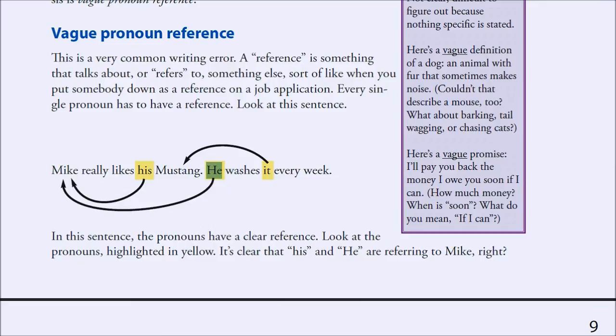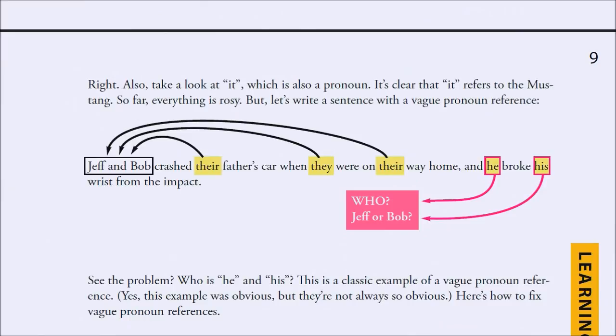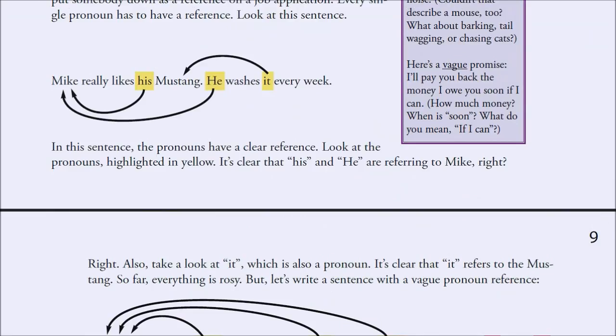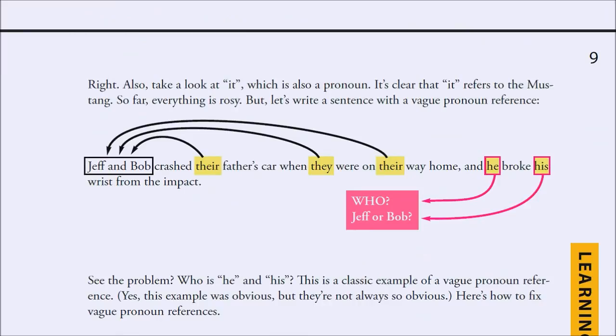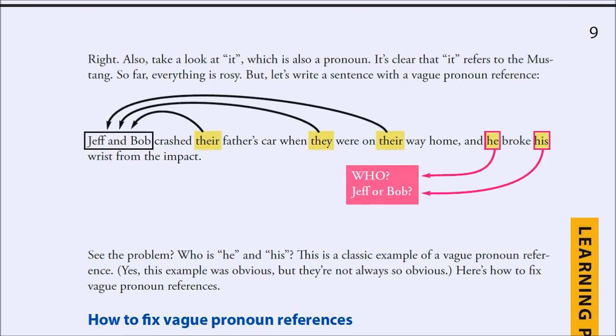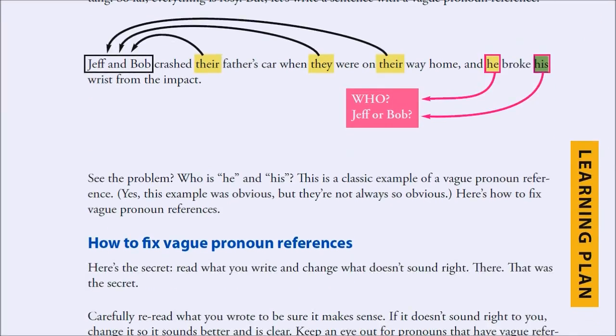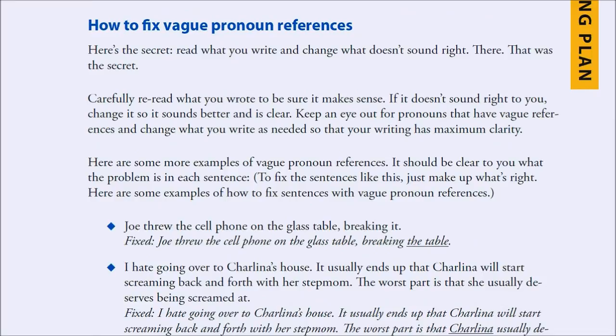It's referring to Mike. All right, and so it's important to make sure that your pronouns are clear, that it's clear what they refer to. So here's an example of a vague pronoun reference. Jeff and Bob crashed their father's car when they were on their way home, and he broke his wrist. Who is he? This is the vague pronoun reference. Who is he? Is it Jeff or Bob? This pronoun reference is clear, but his is not clear. You don't know who his is referring to. A little bit later on, it shows how to fix vague pronoun references. It tells you how to fix them.